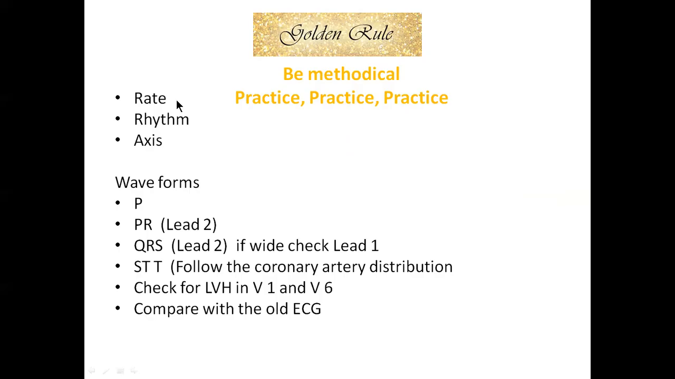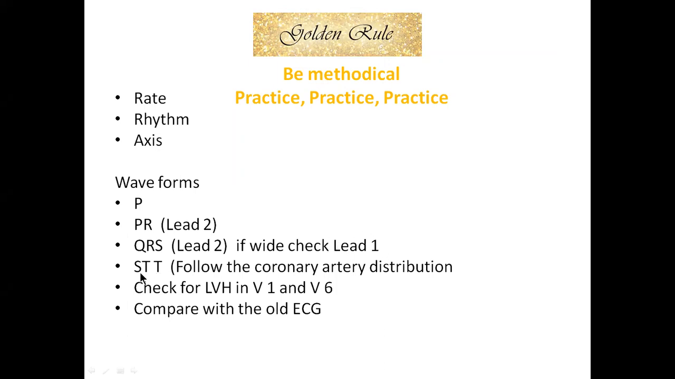So first, you always check the rate. Next is rhythm. And then you look at the axis. In the waveforms, the best place to look at the P and the PR interval is lead 2. So you focus your attention on lead 2. Next, you look at the QRS complex in lead 2. If it is wide, then you have to make a determination whether it's left bundle or right bundle. And the easiest place to look at that would be lead 1.